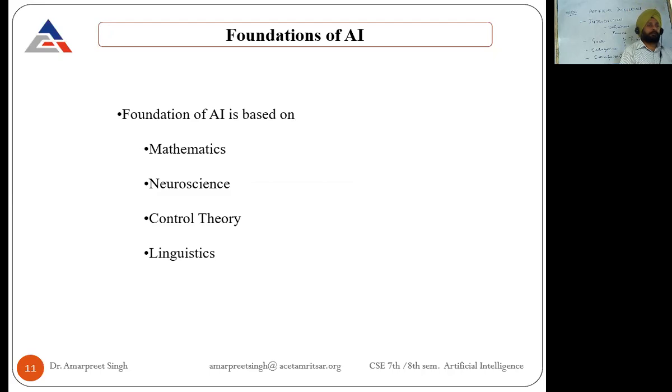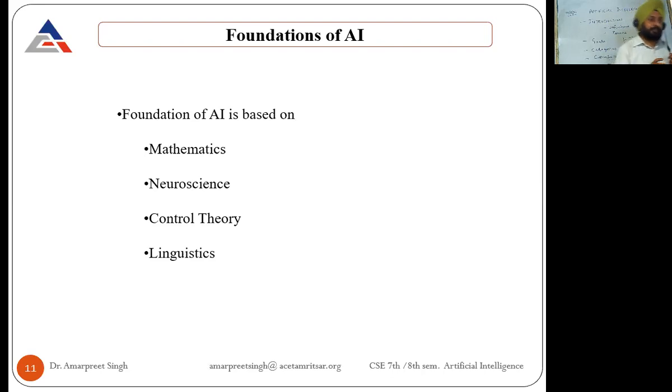What are the foundations of AI? It means what are the different concepts, theories, studies or subjects which play an important role as a foundation of artificial intelligence. AI is the short form of artificial intelligence. Mathematics has played an important role in this direction. Neuroscience means the science of the nervous system. Then control theory and linguistics.